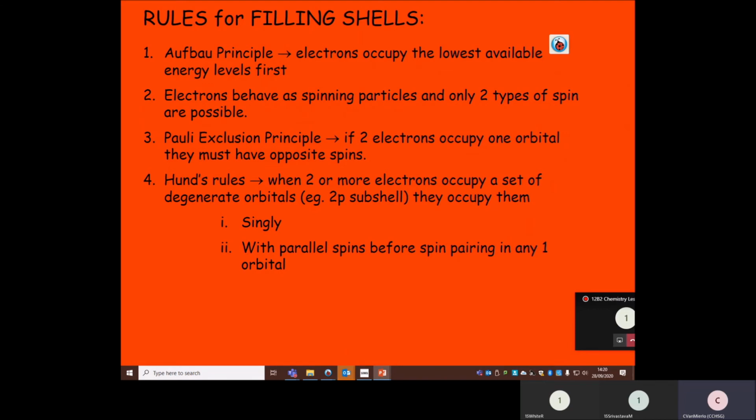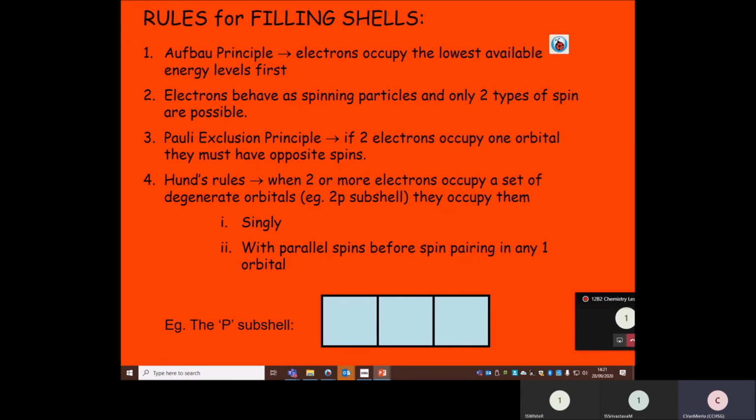In Hund's rules, when 2 or more electrons occupy a set of degenerate orbitals, so if you've got lots of orbitals where they could go, first of all, they occupy them singly, and then secondly, they'll occupy them with parallel spin before spin pairing in any one orbital. We sometimes think about this as the strangers on a bus rule. So you've got a bus, it's got 3 seats. Each of the seats can occupy 2 people. 2 strangers get on the bus. Where do they sit?